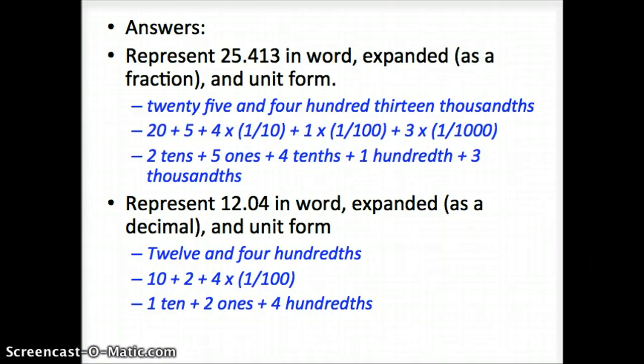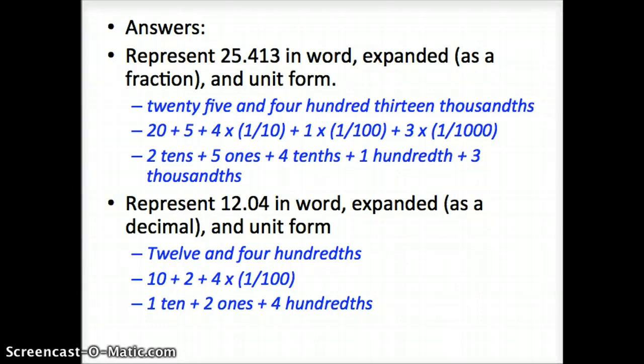Remember, the 1/10 represents the tenths place multiplied by the value, in this case, of 4. The 1 over 100 represents the hundredths place, and in this number you have a value of 1 in the hundredths place. 1 over 1,000 represents the thousandths place, and for this number you have a value of 3, so you have 3 times 1/1,000. Unit form, you have 2 tens plus 5 ones plus 4 tenths plus 1 hundredth plus 3 thousandths.